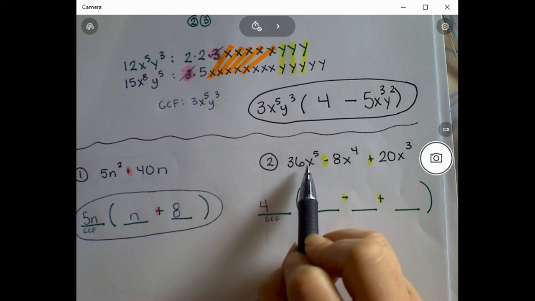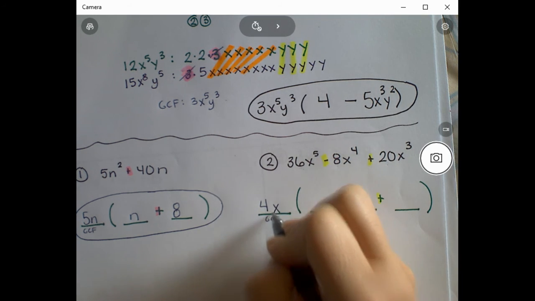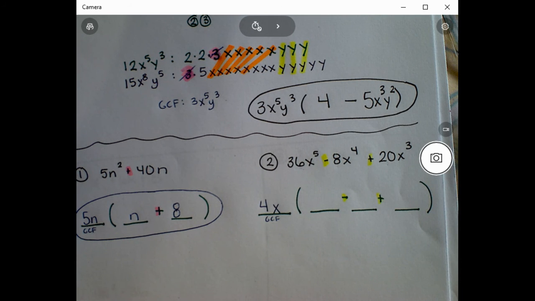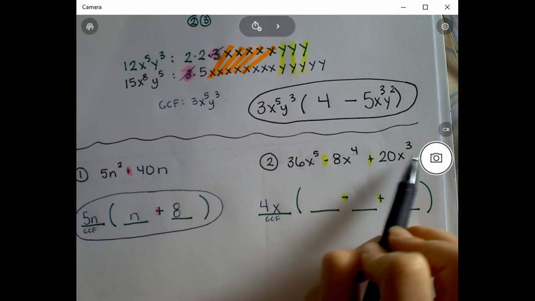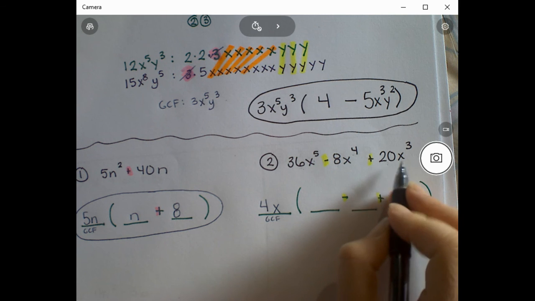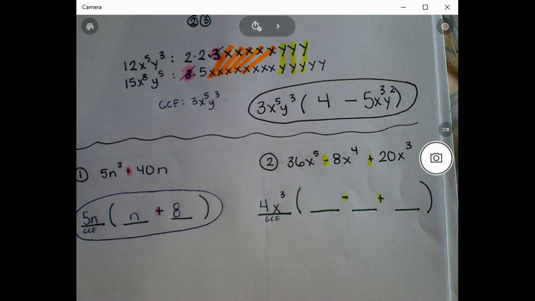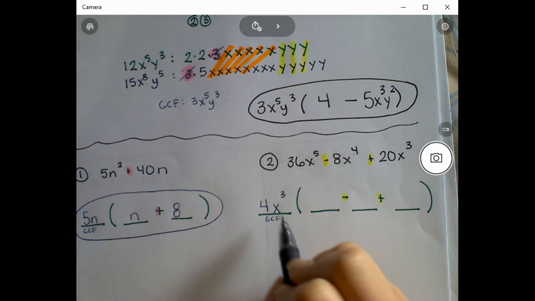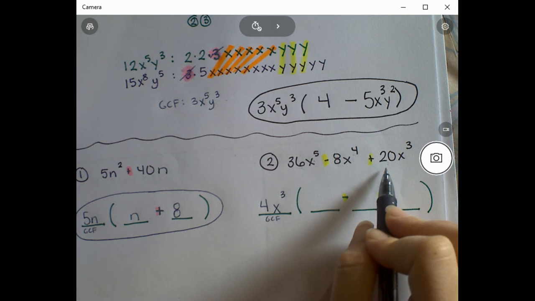All right, now let's look at our variables. Each term, all 3 terms have x, so we know we're going to need some amount of x's. This one has 5, this one has 4, and this one has 3. That means every term has at least 3. All right, so this is our GCF, and now we need to figure out what do we multiply this by to get these numbers back.